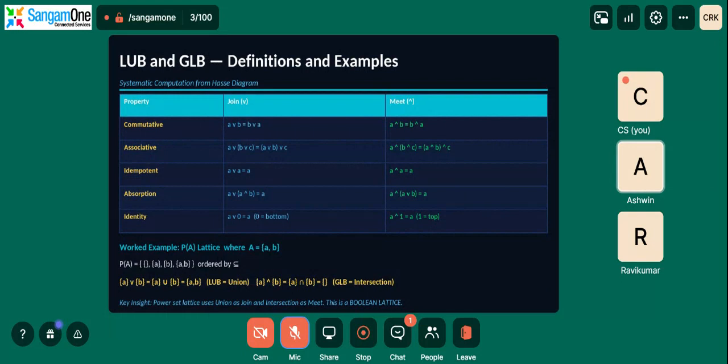This slide corresponds to the properties of lattices. The key insight is that the power set lattice uses union as join and intersection as meet. This is a Boolean lattice. The power set lattice, the Boolean lattice, is the example.